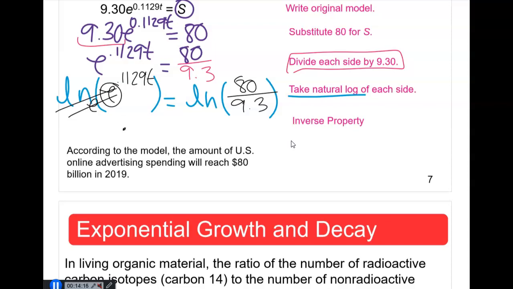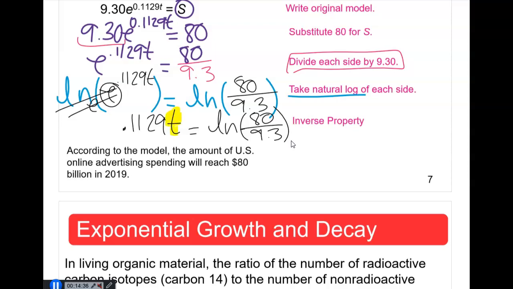So now we have 0.1129 t is equal to the natural log of that fraction. And you don't need to enter this in the calculator because you don't want to round too soon. And so from here, what we're going to do next is solve for t.